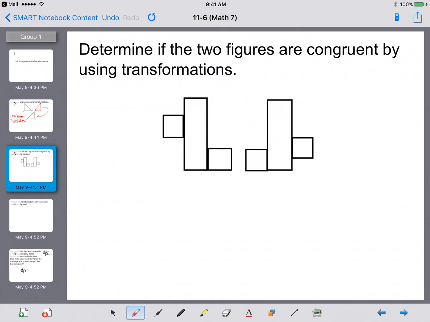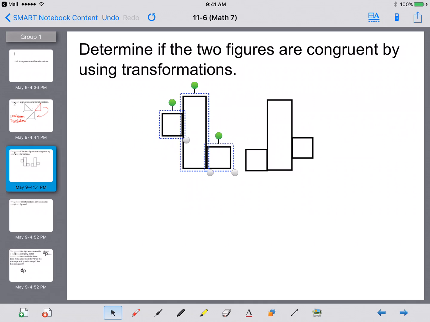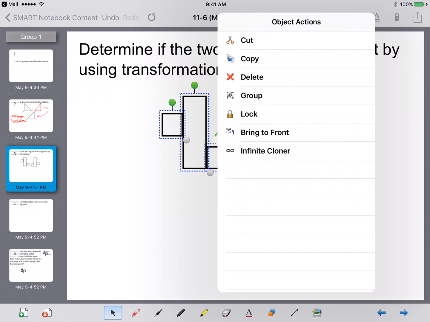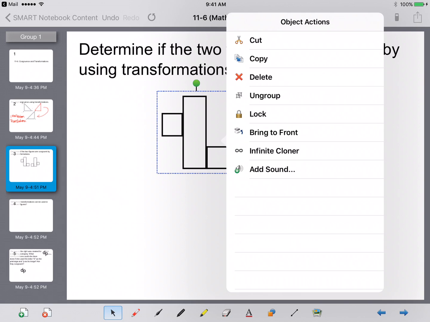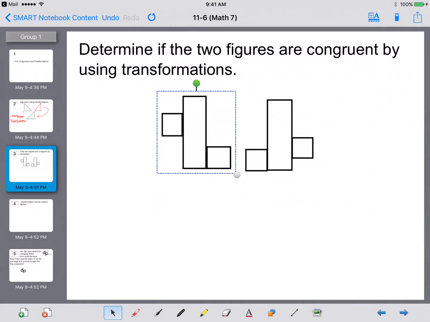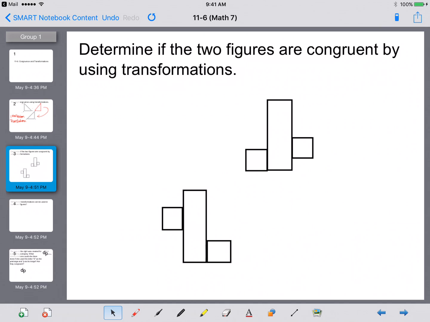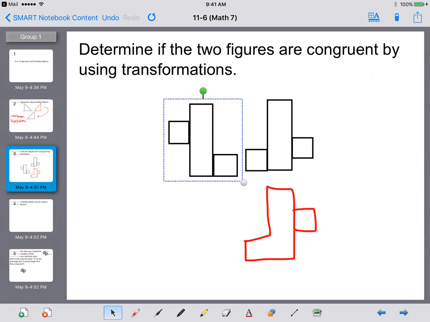Here in example 2, we want to determine if the two figures are congruent by using transformations once again. So looking at these, we know they're not facing the same way, but if I were to take this shape and pull it down here and reflect it, it'll look something like this. Put that back where it belongs.